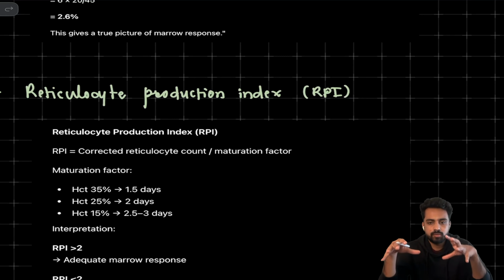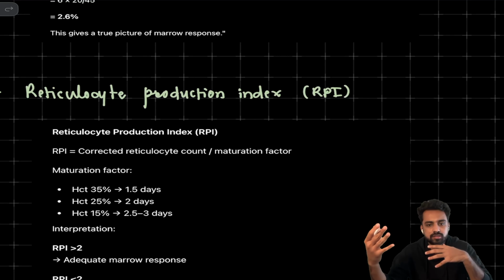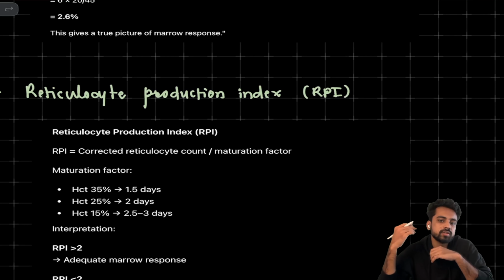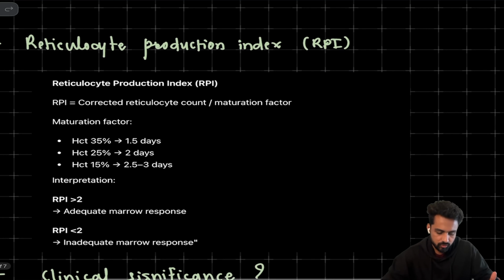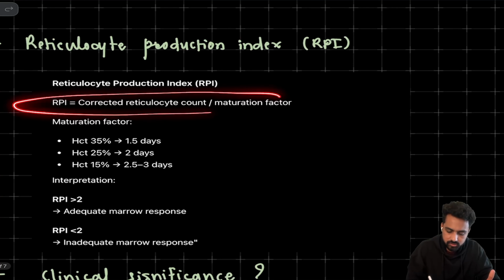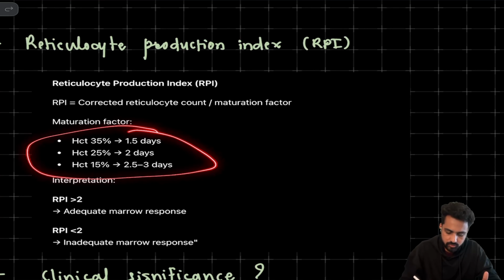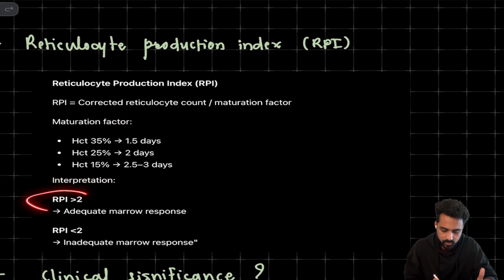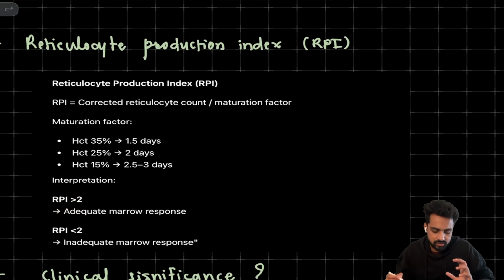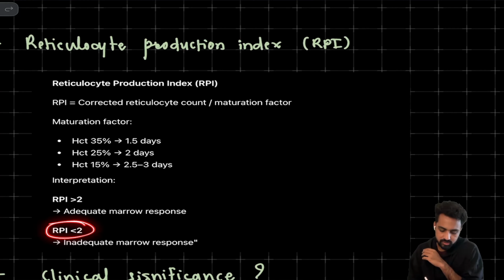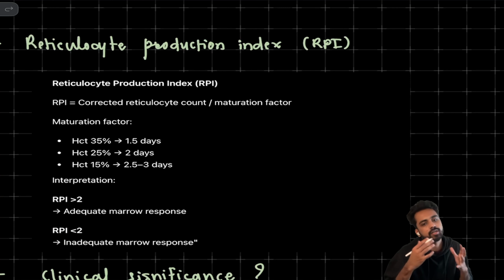In severe anemia, reticulocytes are released earlier and stay longer in the blood. So we calculate the reticulocyte production index. This is the formula: corrected reticulocyte count divided by the maturation factor, which you should consider. If RPI is greater than 2, it means an adequate marrow response is there, and if it is less than 2, then it means an inadequate response.